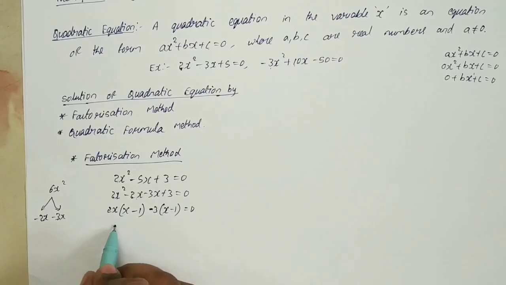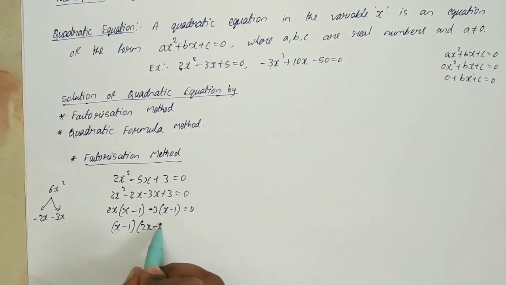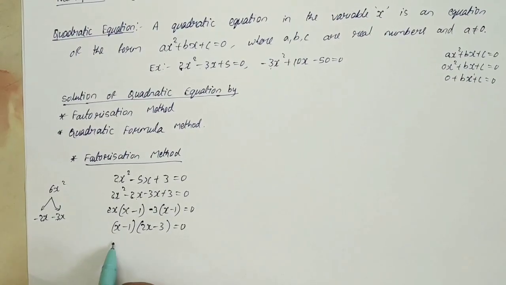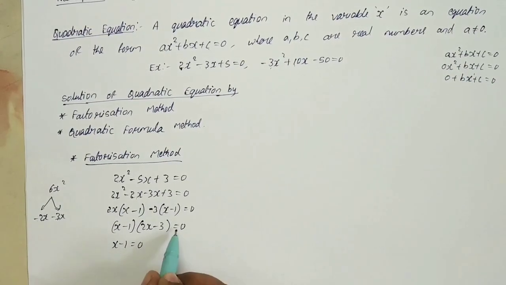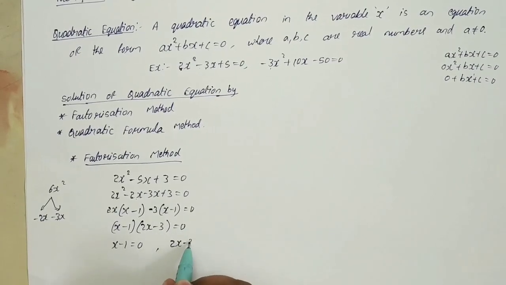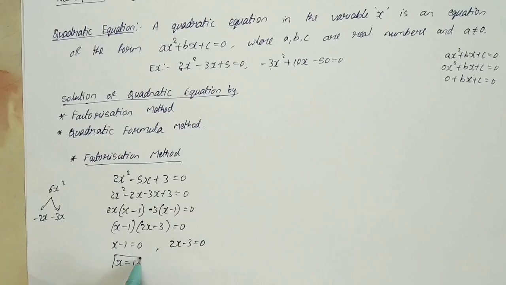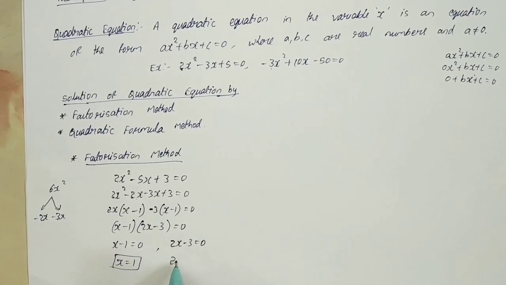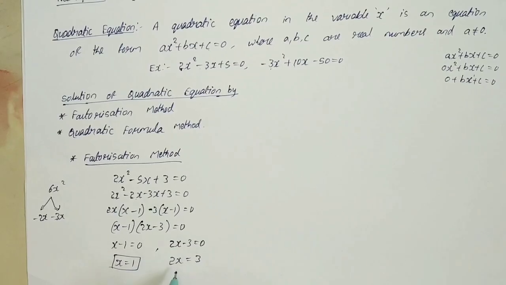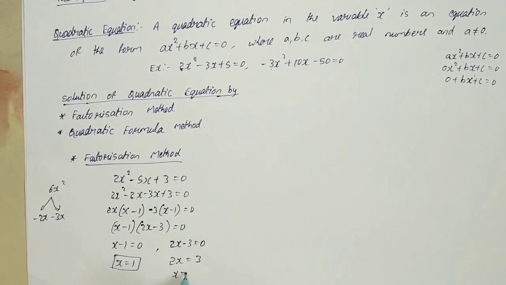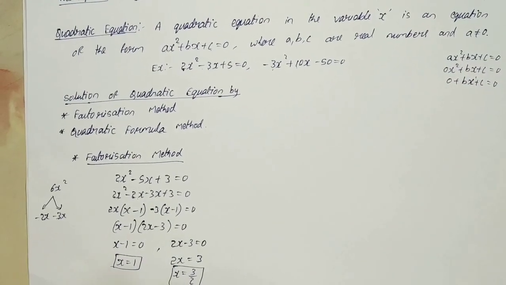So if I take x minus 1 common again, the remaining is 2x here, and here minus 3 is equal to 0, right? So I will equate this x minus 1 with 0 and 2x minus 3 with 0. If I shift minus 1 to the RHS, we will get plus 1, right? Next, if I shift minus 3 to the RHS, it will become plus 3. Next, if I shift 2 to the RHS, it will become x is equal to 3 by 2.